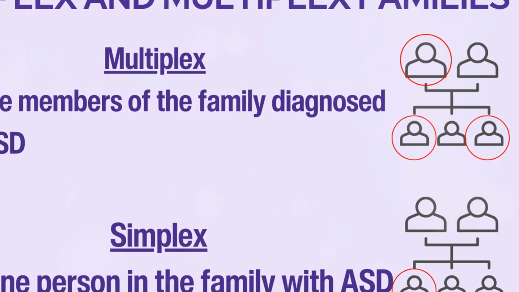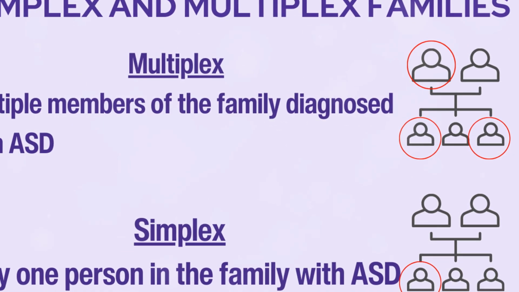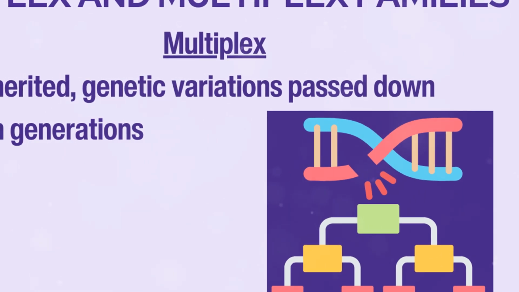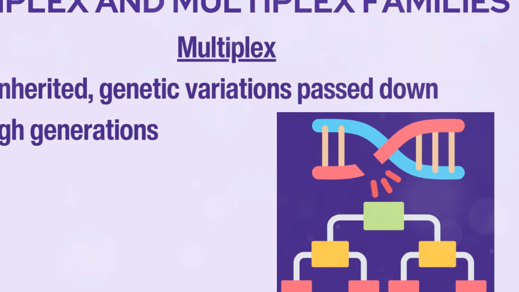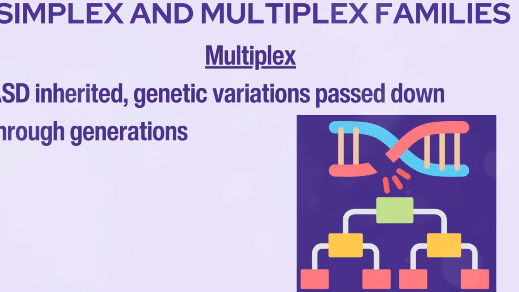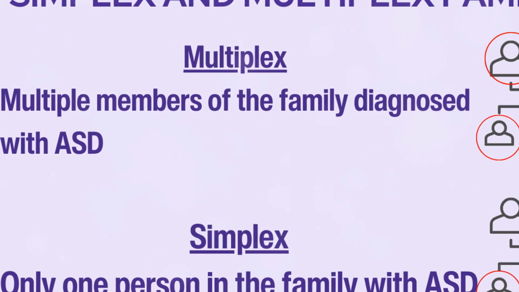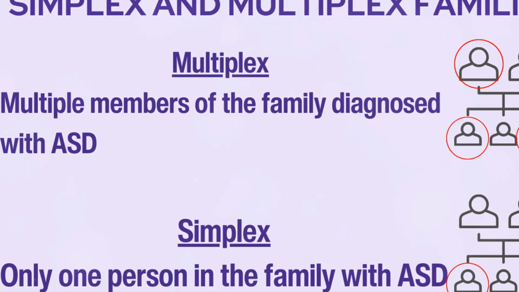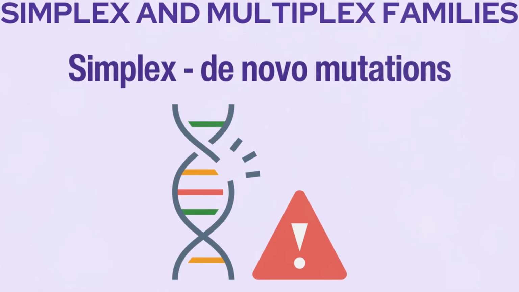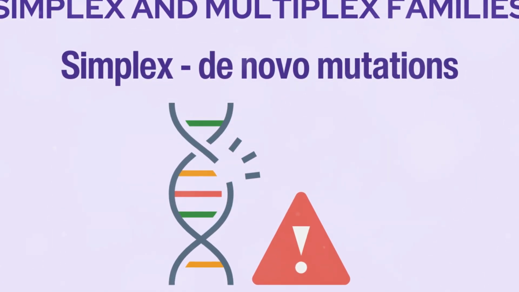Multiplex families are those with multiple family members diagnosed with ASD. In these cases, ASD is often inherited, meaning the genetic variations are passed down through generations. In simplex families, there's only one person with ASD. Research points to de novo mutations as the likely cause in these cases. But what are de novo mutations?